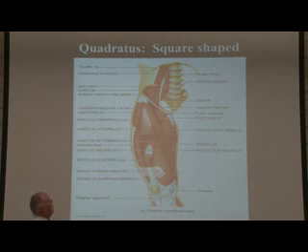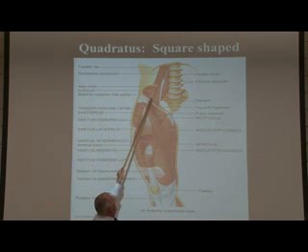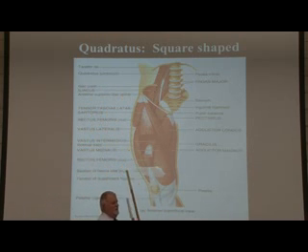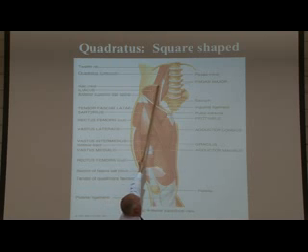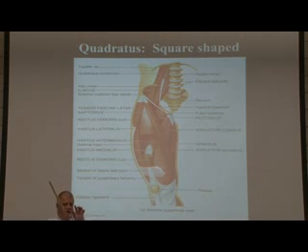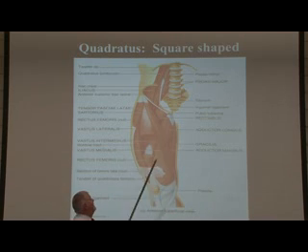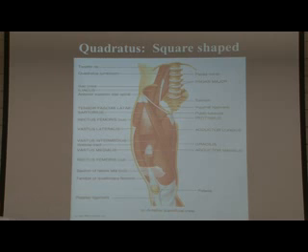Then Quadratus is square. So we incorporate the word Quadratus lumborum, and it's a muscle that's one of the deepest back muscles. So it's actually easier to see by looking from the anterior part of the body through the abdominal cavity, which is what we're doing here. And it comes off the iliac crest right here and goes up to the 12th rib. So it's very rectangular in shape. So the Quadratus, because of its four-sided rectangular pattern, and then lumborum because it crosses the lumbar region from the iliac crest to the 12th rib.